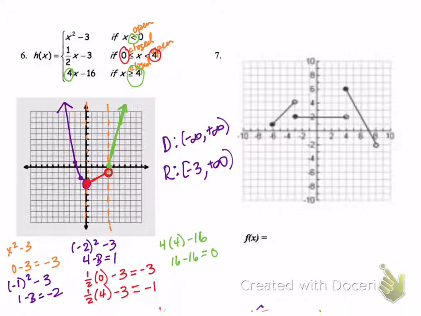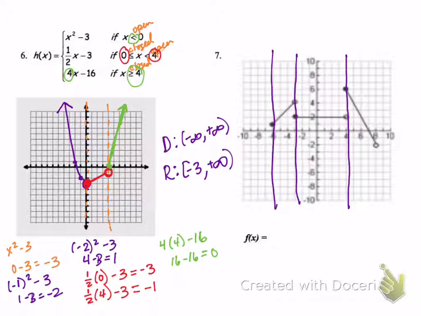Okay, the last type is we're going to actually create a function from this. So it takes a few steps, but this is the best way that I can explain how to do this. The first thing, I always create my domain restrictions first, and then I go back and do the equations of the lines. So I'm going to draw a vertical line at my domain restrictions. Got 4 of them.